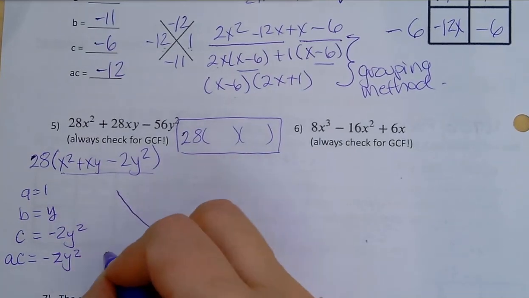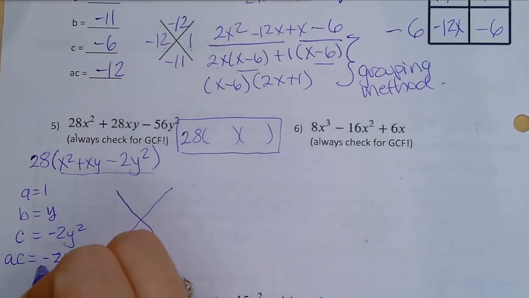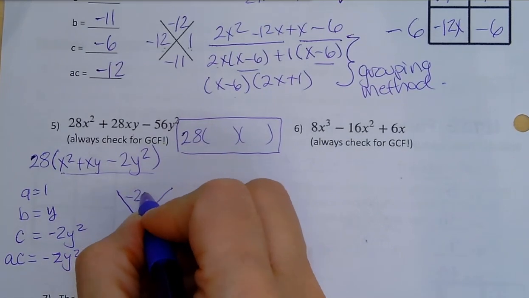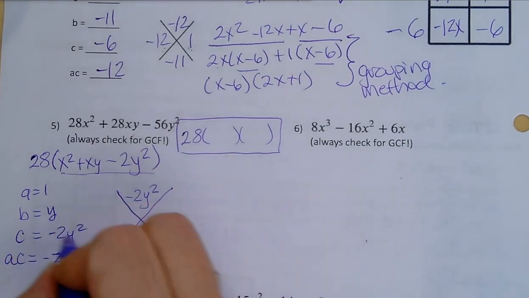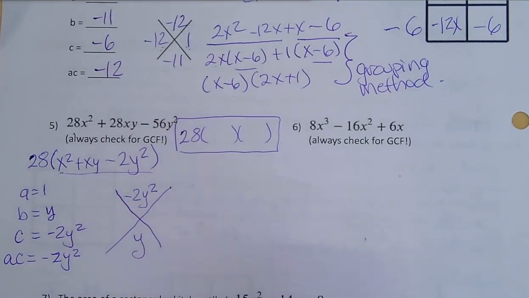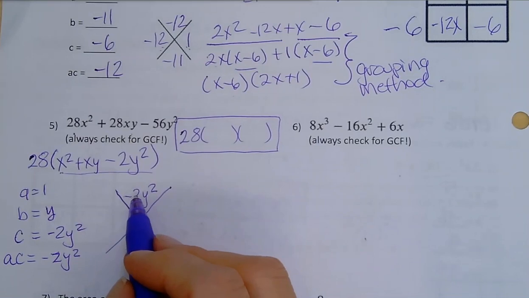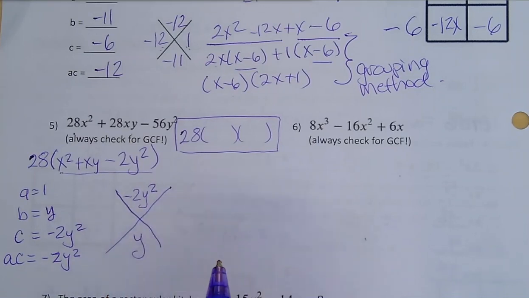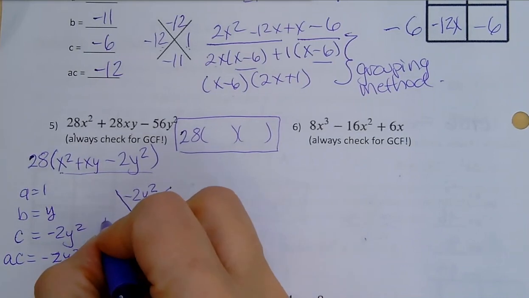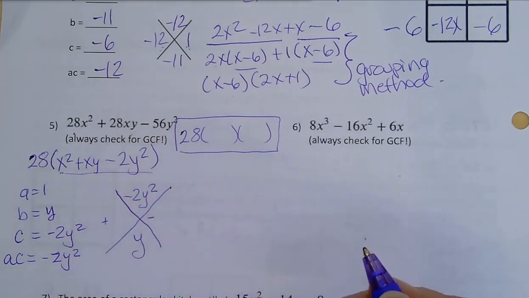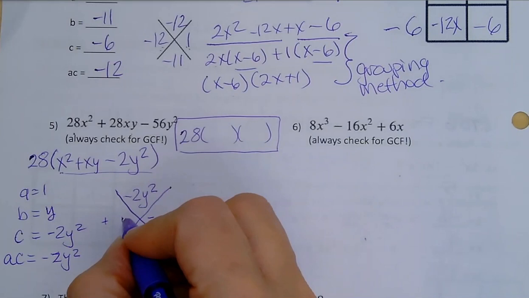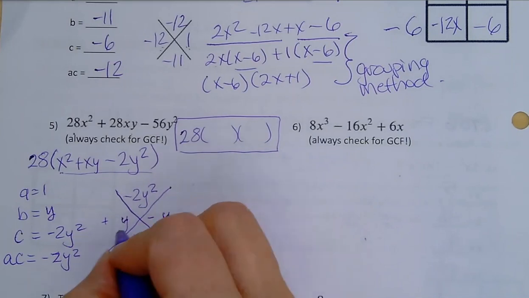So in my x puzzle, I'm looking for two numbers that multiply to give me negative 2y squared, but they have to add up to give me y. It's kind of a weird way to look at it, but it is how we're going to do it. So two numbers that multiply to give me negative 2y squared, but add to give me y. Well, I know I need one positive and one negative, right? I'm probably going to have y times y somewhere in here.